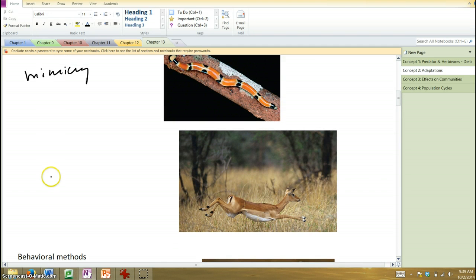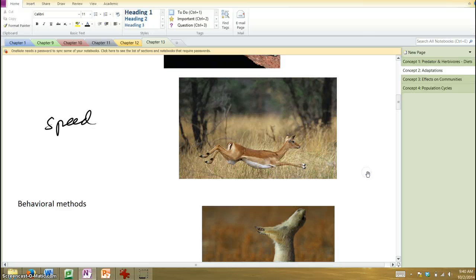Of course, a very common strategy is just to be fast, using your speed to try to run away from things that are attempting to eat you.